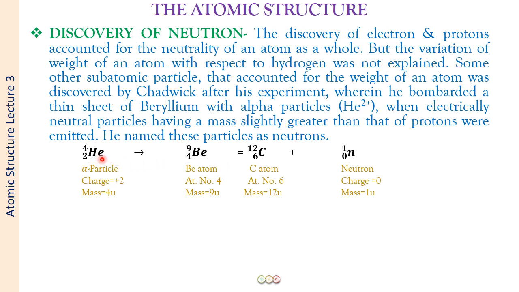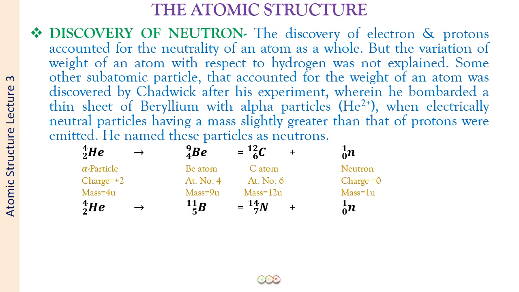Okay, so helium, or the alpha particle, which has +2 charge and the mass of 4 AMU, was bombarding the beryllium atom with the atomic number 4 and the mass number 9. And then what was being formed was a carbon atom with atomic number 6 and mass number 12, and a neutron which had no charge and mass of 1 AMU. Right? So this is how the neutron was discovered.